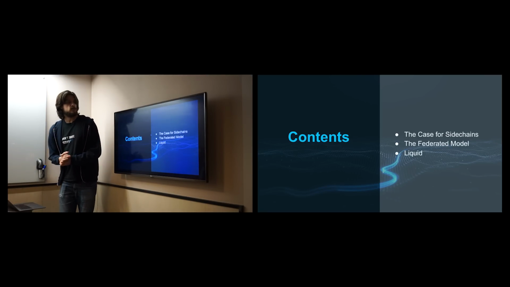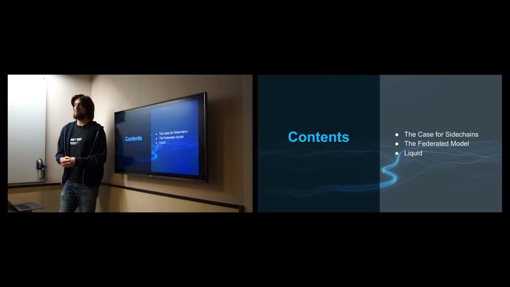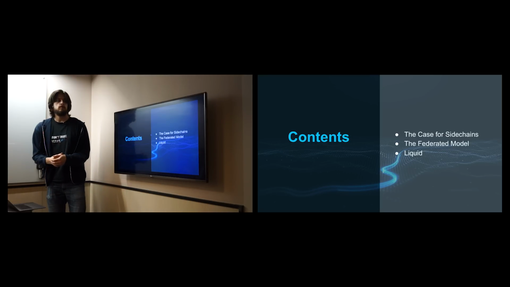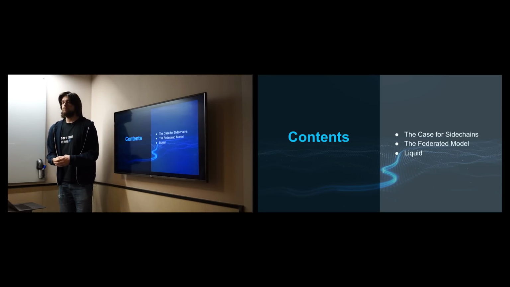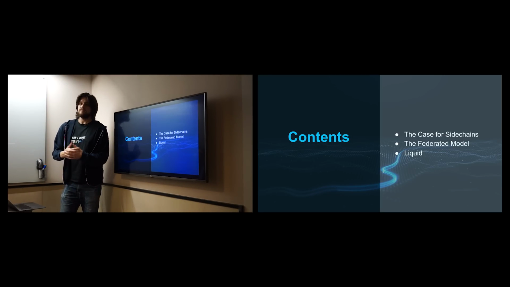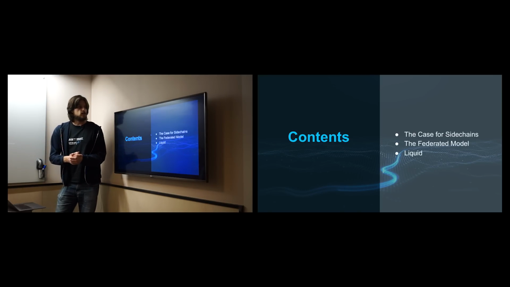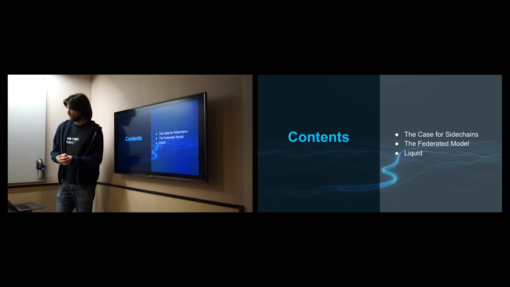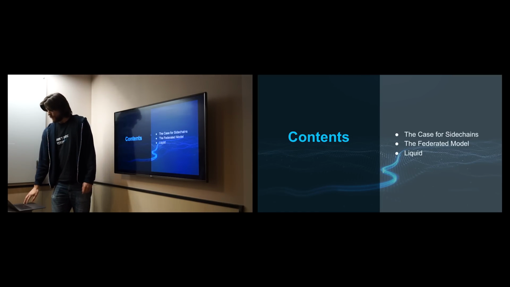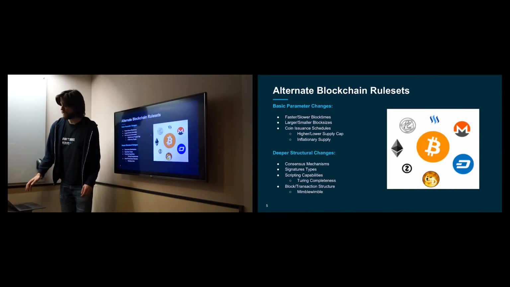Today, most of the presentation is going to be about Liquid, but first I'm just going to quickly go over the case for sidechains. What are they important for? Why do we need them? Then I'll talk about the federated model. That's one type of sidechain, and then I'll go into Liquid, which is our product that we made, our first implementation of federation.